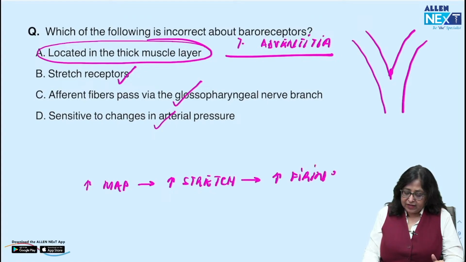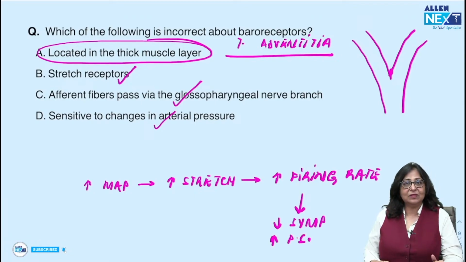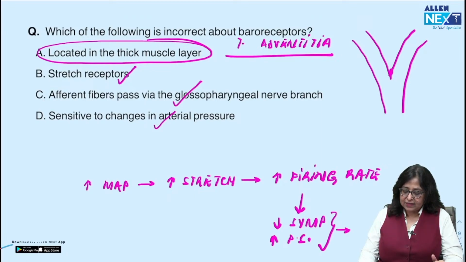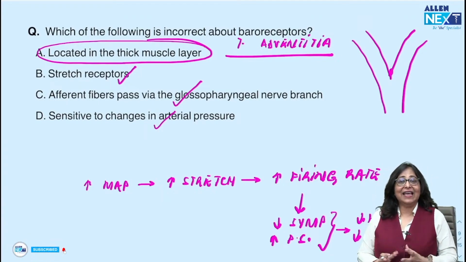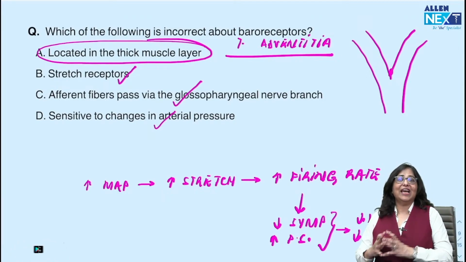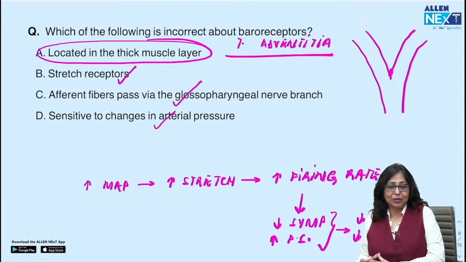And what is the reflex response? The reflex response reduces the sympathetic discharge to the cardiovascular system and increases the parasympathetic discharge, both of which result in a decrease in heart rate and a decrease in blood pressure. So this is a negative feedback mechanism which helps to maintain the blood pressure.